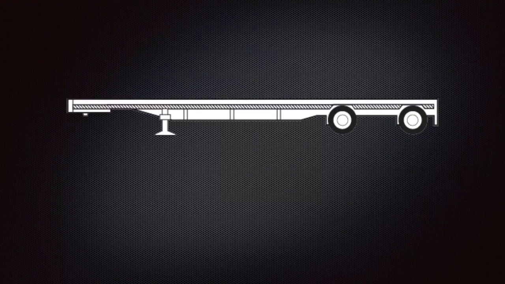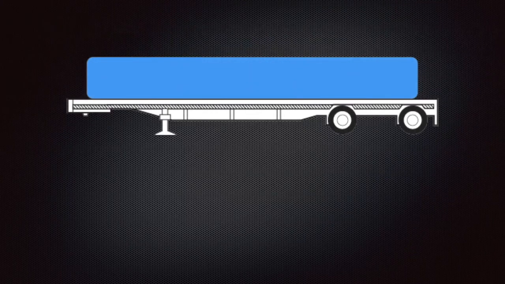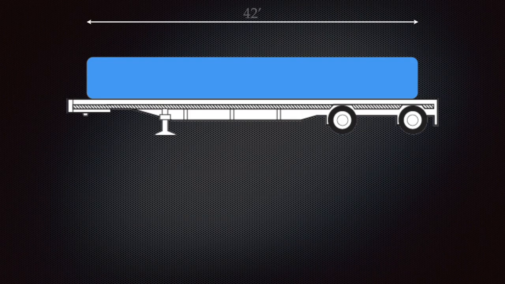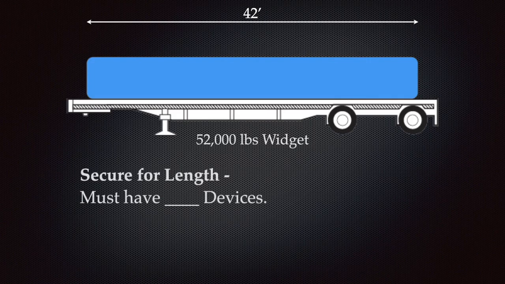So looking at this example, we have a flatbed trailer and I have a block, but we'll just say that I've got a 42 foot widget that's applied to this. It weighs 52,000 pounds. So if I'm going to go through and secure it, first off, I have to secure it for length. So that means I need to calculate how many devices I have. I'm going to count my 10 foot sections. Overall, if it's 42 feet in length, that means I have 4 10-foot sections. So I know for sure I need at least 4 securement devices.